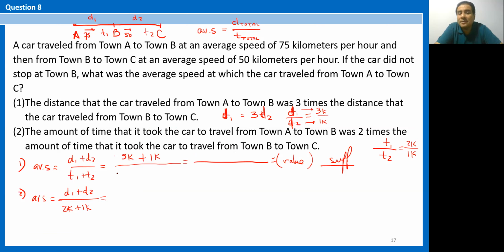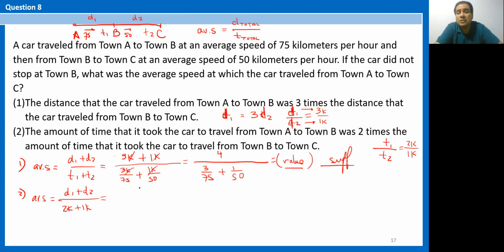And the times can be expressed as a quotient, the ratios of distance and speed. So that is to say, 3k over 75 and 1k over 50. We can still cancel all the k's because you would have 3 plus 1, 4, over 3 75ths plus 1 over 50. And that would also give a value.